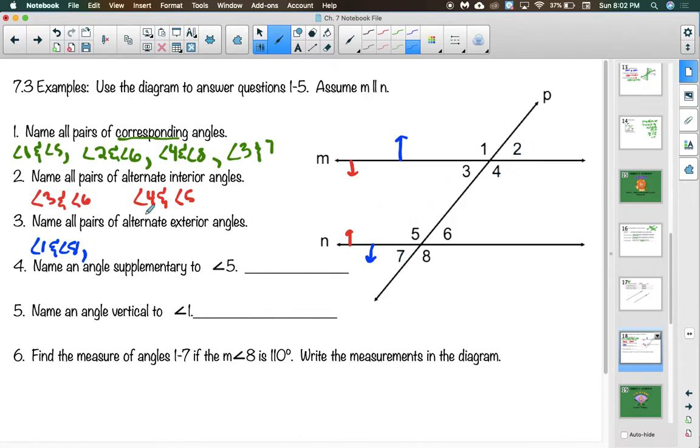Angle 2 is diagonal from angle 7. So they are also alternate exterior angles.